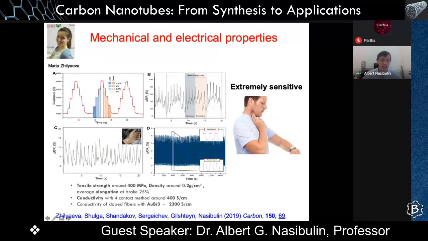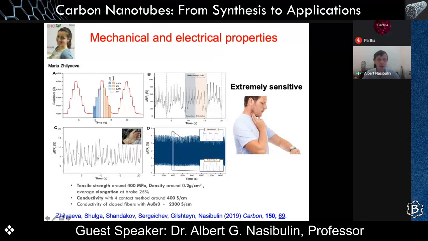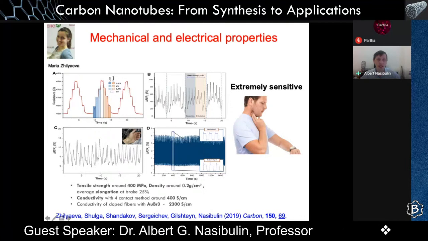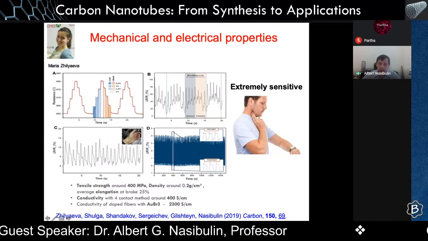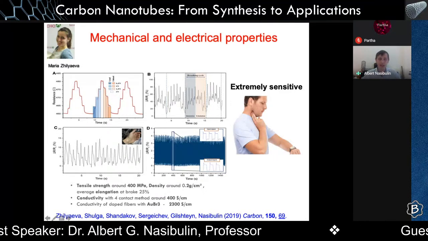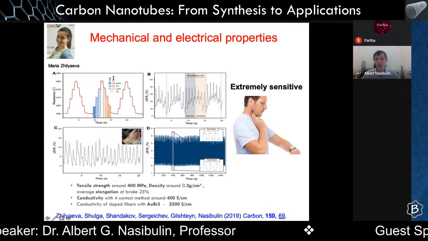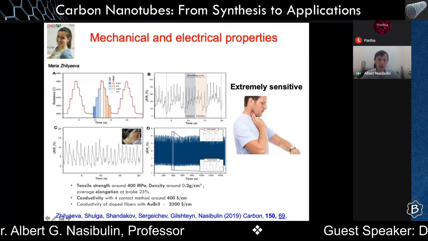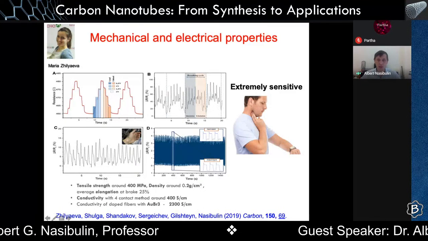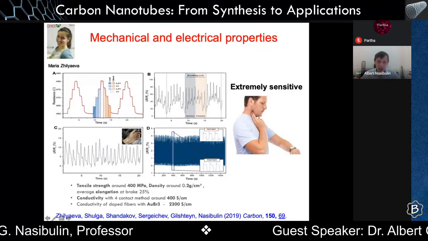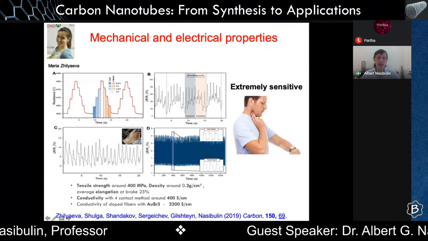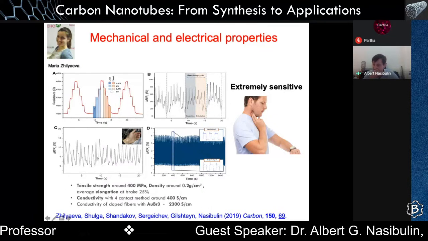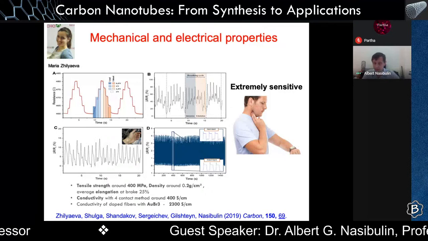which gives tremendous sensitivity. So when we would like to make sensitive materials, it could feel different loads. But what is more interesting to show, if you make an electrode and put it on the neck area, with such a device you could measure the heart rate, which is not a surprise, but you could also see the breathing cycles. So inhale and exhale, inhale and exhale. This is an extremely sensitive device.